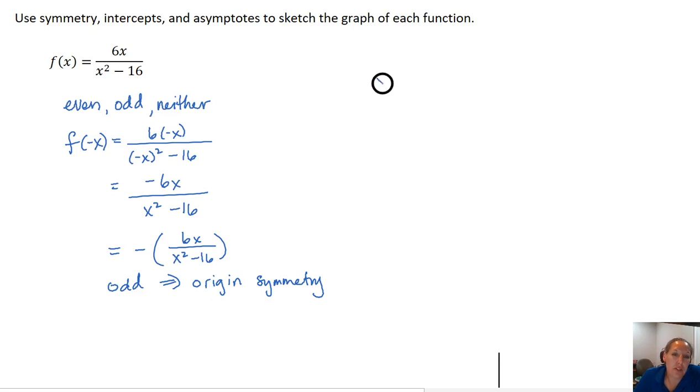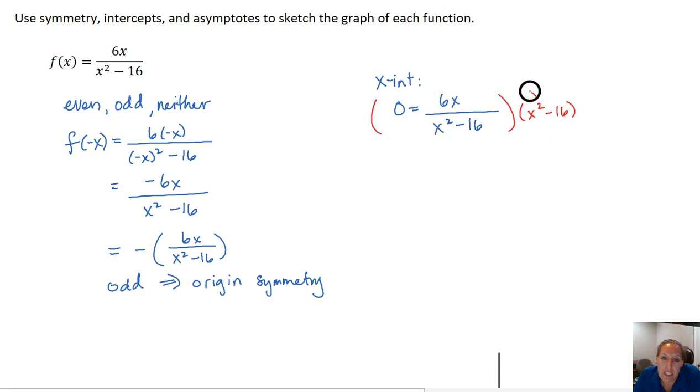Alright, to find our intercepts, first let's find our x-intercepts. X-intercepts are going to be when y is equal to 0, so we'll get 6x over x squared minus 16 is equal to 0. Our first step there is going to be to multiply both sides by that denominator of x squared minus 16, and we will get 0 equals 6x, because 0 times x squared minus 16 is still 0, and then that fraction times x squared minus 16 is going to just give us that numerator, so we get x is equal to 0. That means that our graph is going to go through the origin.